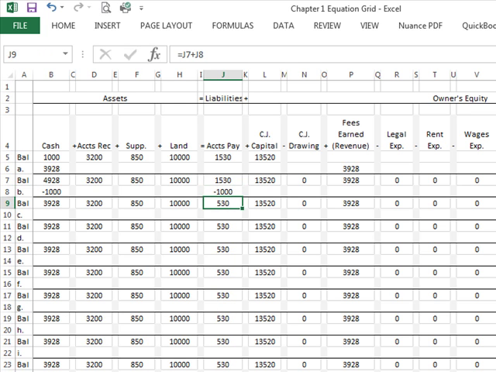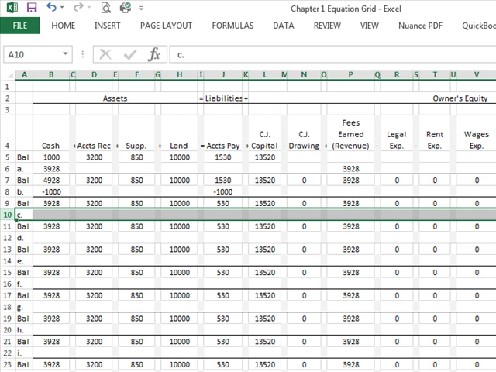We now have a balance of $3,928 in the cash account, $3,200 for accounts receivable, $850 for supplies, $10,000 for land. The new balance for accounts payable is $530. CJ Capital, $13,520, and the total revenue earned for the month so far is $3,928. Our assets equal our liabilities plus our owner's equity.